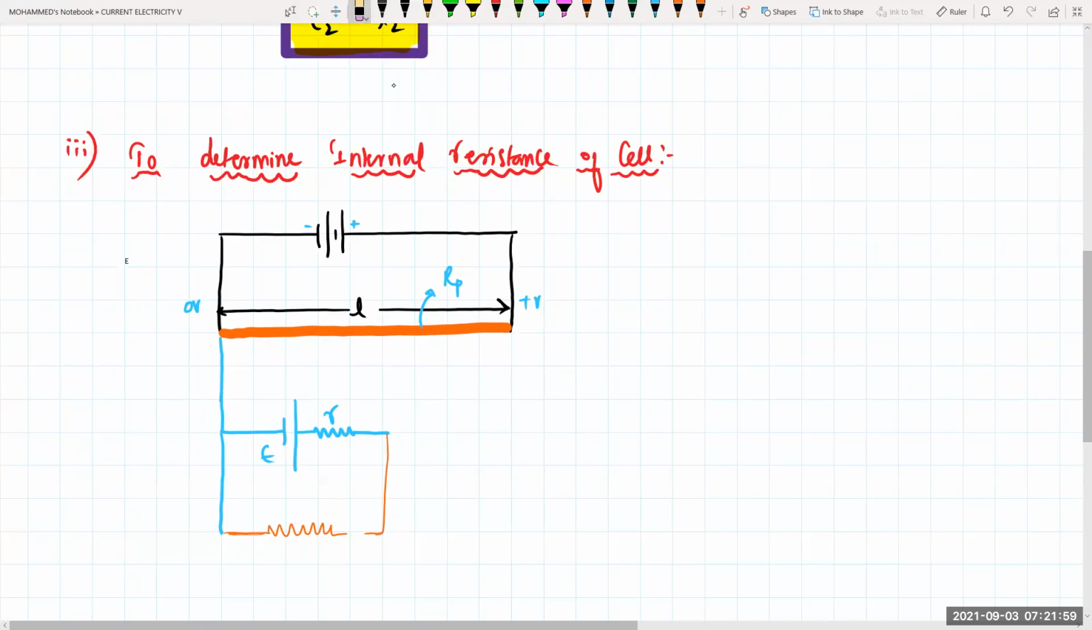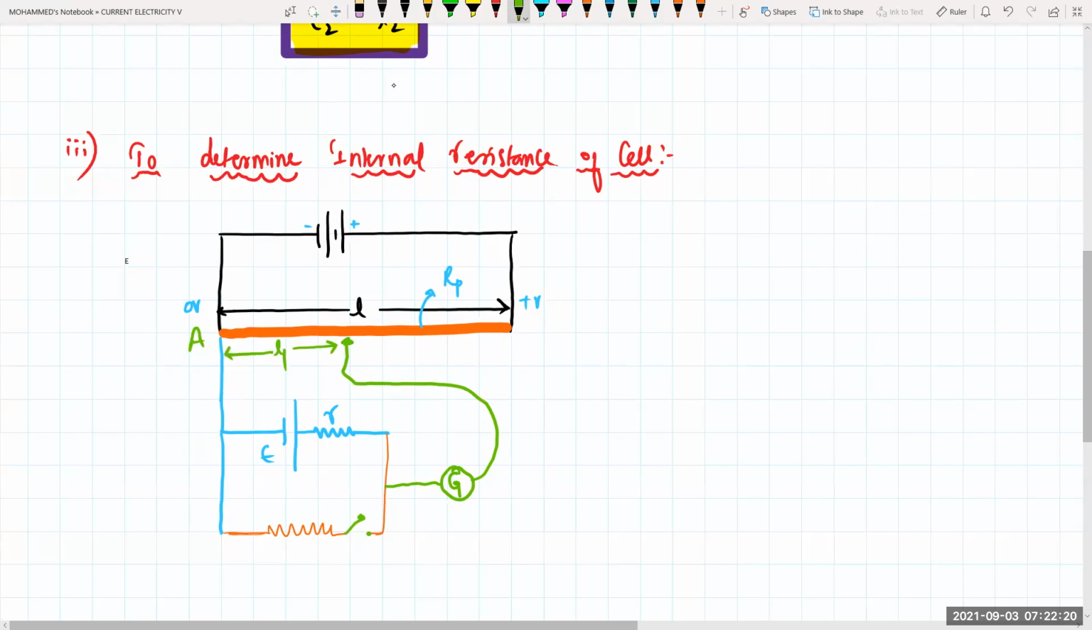Okay, with some key connection will be there. This will be your key connection. And this one is connected with your galvanometer. This is connected to your galvanometer, and here this will be your balancing length somewhere. Okay, so this is your balancing length here, say for example, somewhere at a length of your L1.